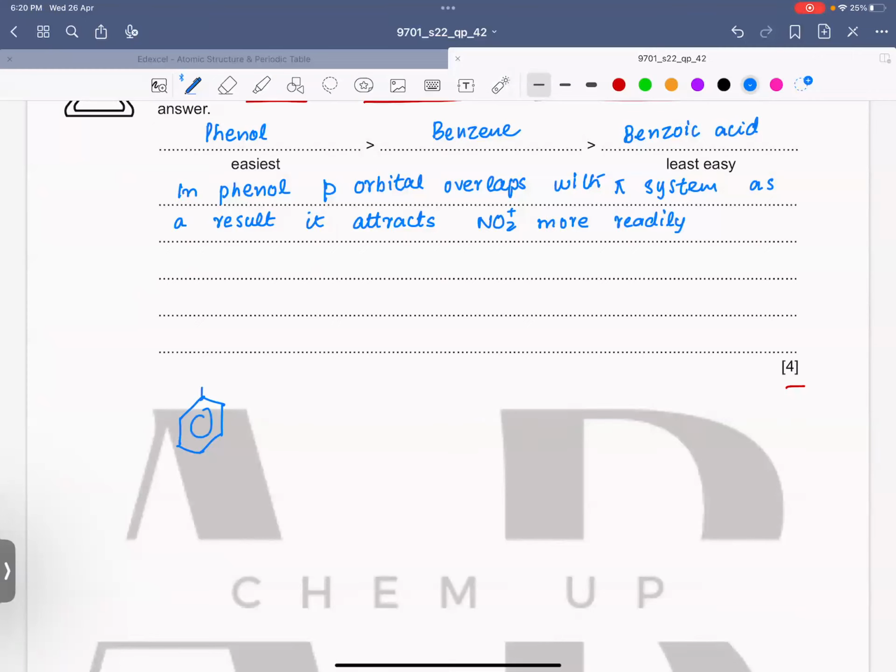This is phenol. So in phenol, when oxygen overlaps, it pushes its electrons towards the benzene ring. Due to this, there is more electron charge density. Hence, it can attract that positive electrophile more readily. Is this understandable? If anyone has any doubt, kindly ask.